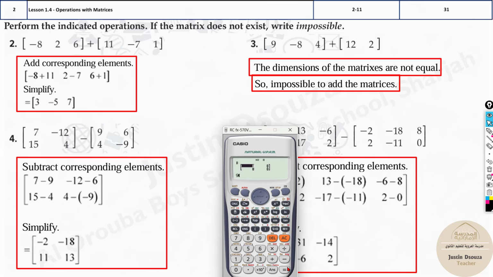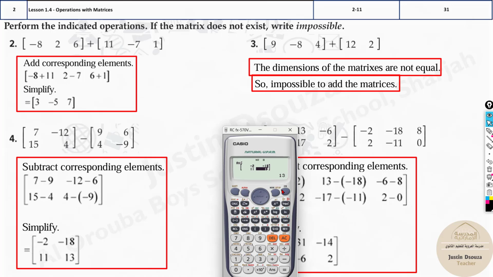Now type in the values 9, 6, 4, minus 9. And then press equal to at the last one and press AC. Now both your matrices are saved. Matrix A is saved, matrix B is saved. Now let's press shift 4, matrix A, minus, shift 4, matrix B, which is option 4. The answer is negative 2, negative 18, 11 and 13.